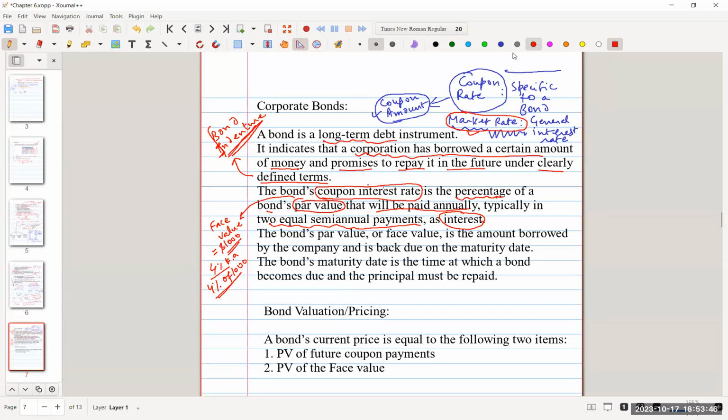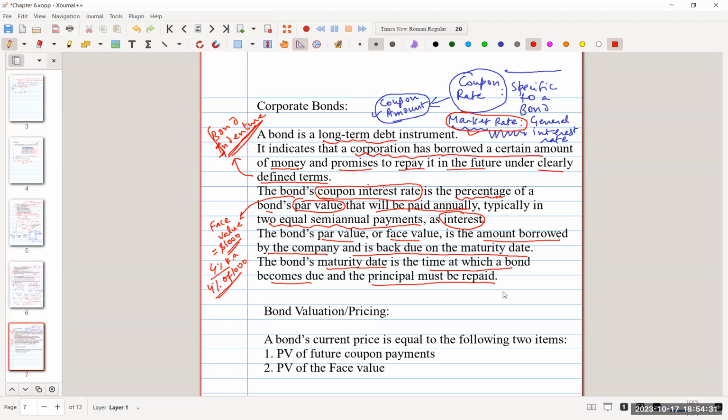Right? So next, the bond's par value or face value is actually representing the amount borrowed by the company. And it is written on the face of the bond. When they give you a bond certificate, this $1,000 or whatever is the face value of the bond is going to be printed on the bond certificate, acknowledging the fact that this is the money that we have borrowed from you, right? And this is the money which is due back to the lender on the maturity date, where the maturity date is the time at which the bond becomes due and the principal must be repaid, right?